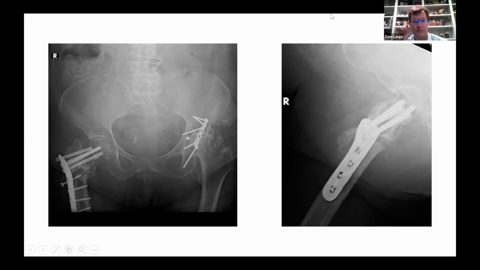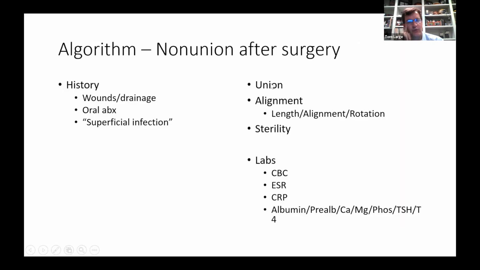But yeah, go on, James, with the lab workup and what kind of things you think can help. So, yeah, so history, we have a long discussion.